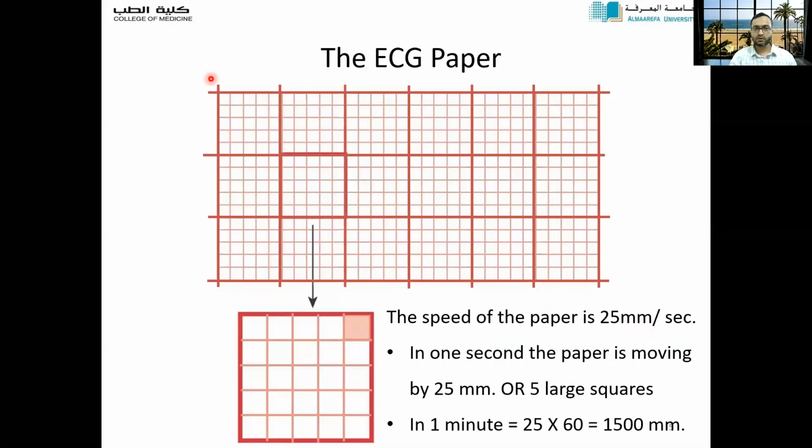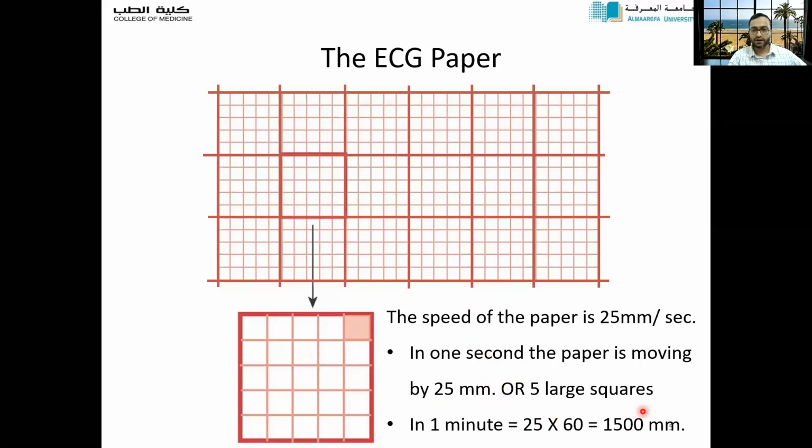Just now I said that one small square is 1 millimeter. It means that 25 small squares come out of the ECG machine in 1 second. In other words, 5 big squares, from here to here, come out in 1 second. This is how we have converted the metric scale of millimeter into seconds. It means 1 second on ECG paper equals 25 small squares, that is 25 millimeter, or 5 large squares.